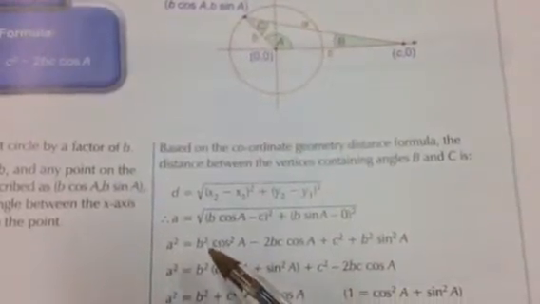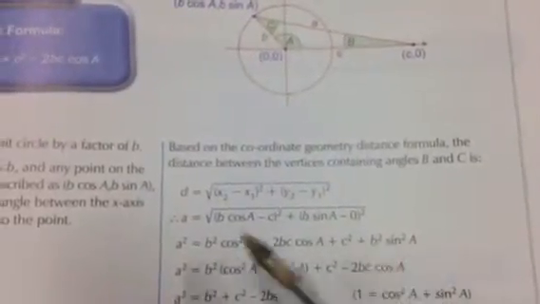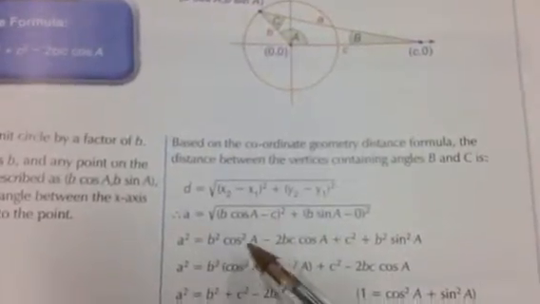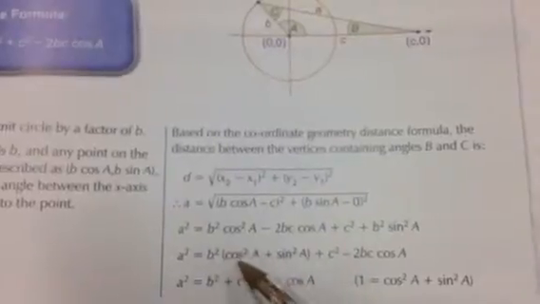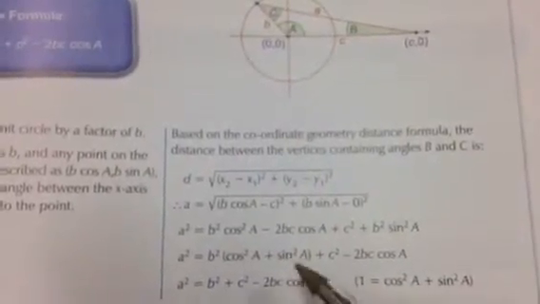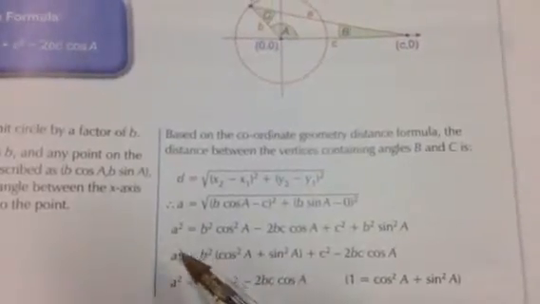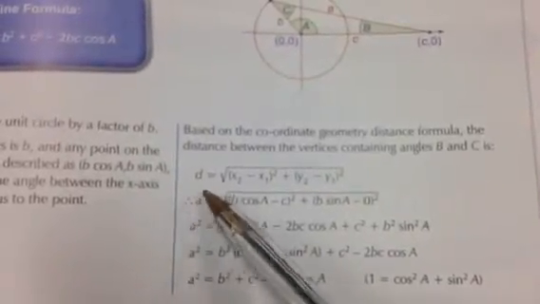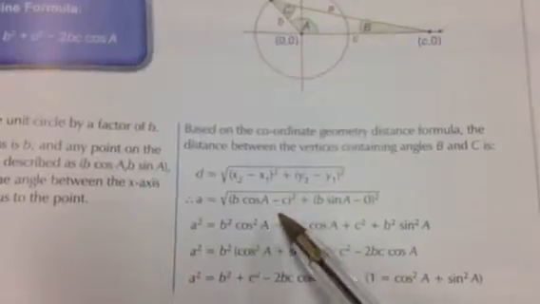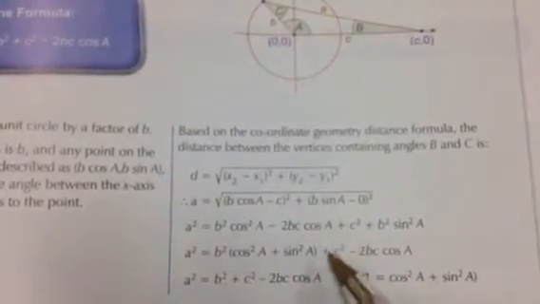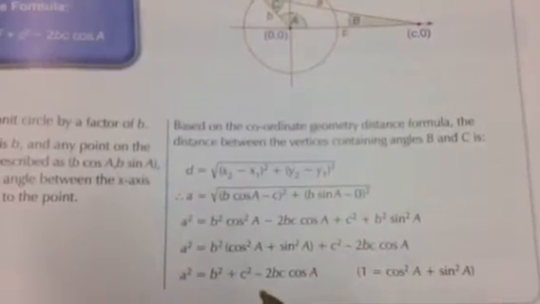And if we get as far as here, we see that we have b in common. We can take b squared in common. So we take b squared out, and we're left with cos squared A plus sin squared A, which, from your log tables, can be replaced by the number 1. So on the left, we have a squared. We've squared both sides here to get rid of the square root. A squared is equal to b squared times 1, plus c squared, minus 2bc cos A.